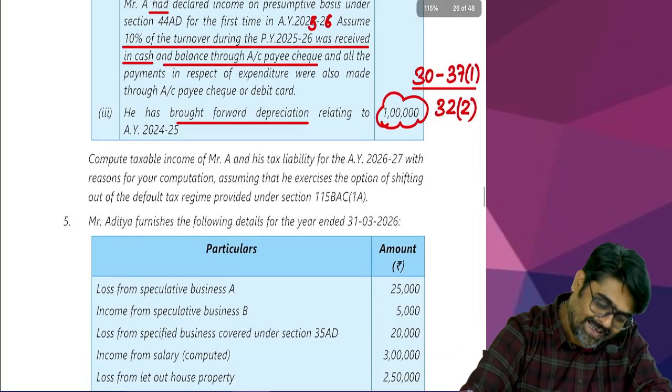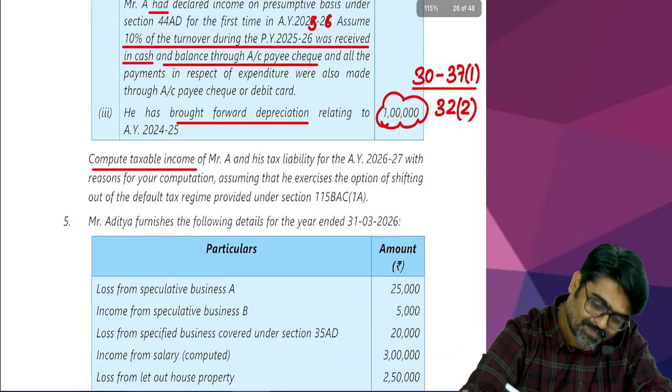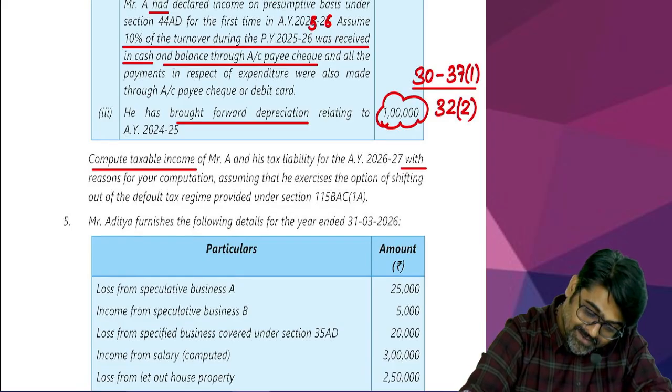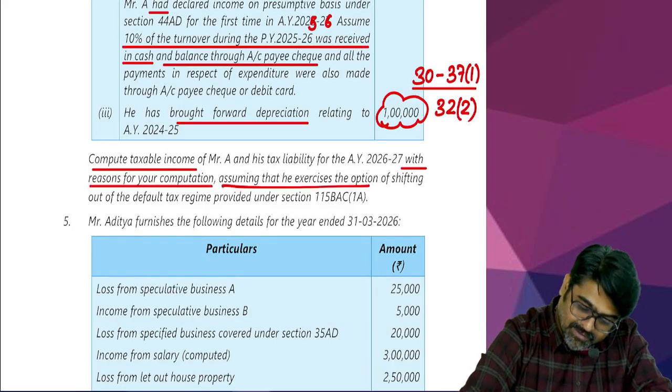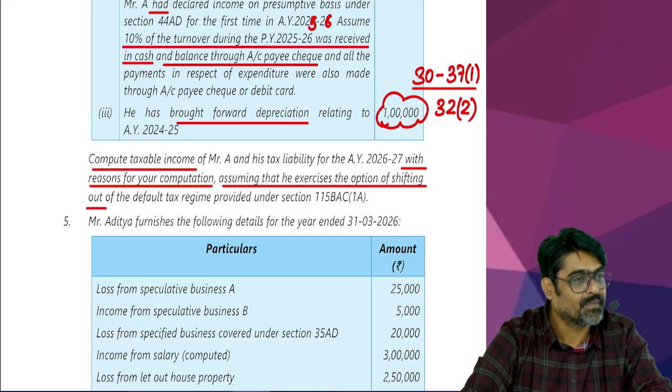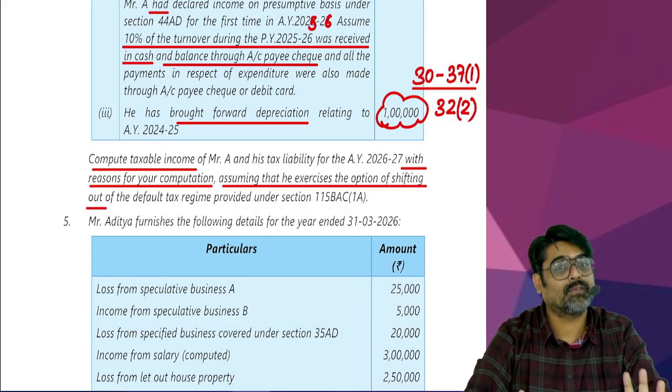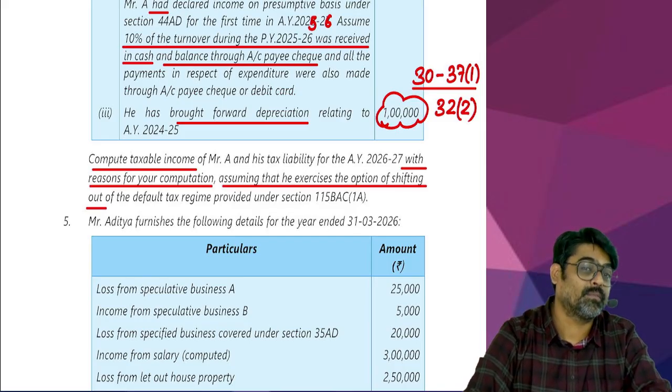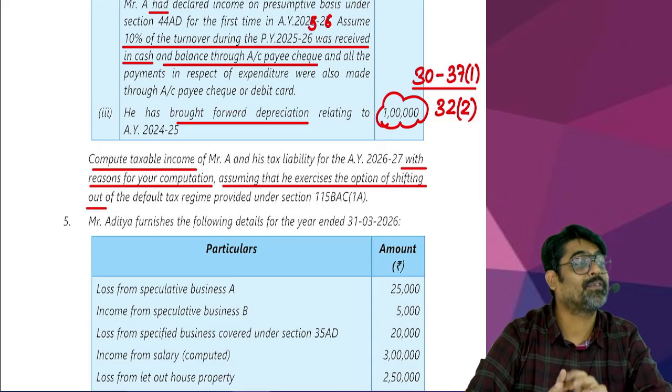So now they are telling us to compute what? With reasons, assuming that he exercises the option of shifting out. Now they have given you all the details, but they are telling you to compute the taxable income, with reasons for why you have calculated the taxable income and total income like this.